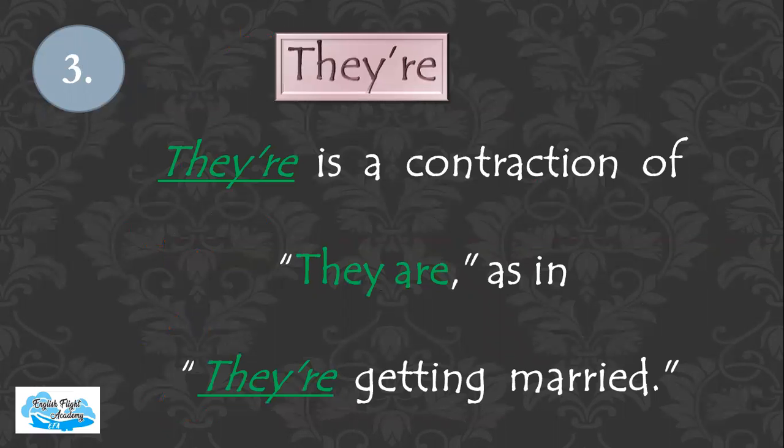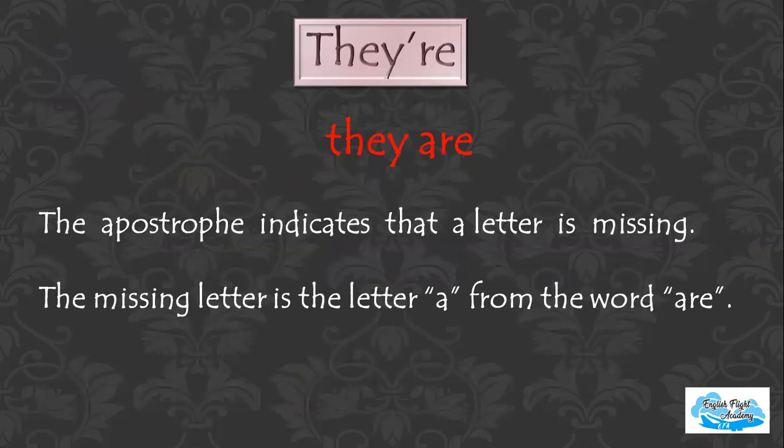Now the third one, T-H-E-Y apostrophe R-E. They're is a contraction of they are, as in they're getting married. So the pronunciation remains the same for all these three: their, there, and they're. Now for they're, the apostrophe here, let me explain clearly. The apostrophe here indicates that a letter is missing. So the missing letter is the letter A from the word are, right? That's the reason we are writing this apostrophe, because letter A is missing in this.